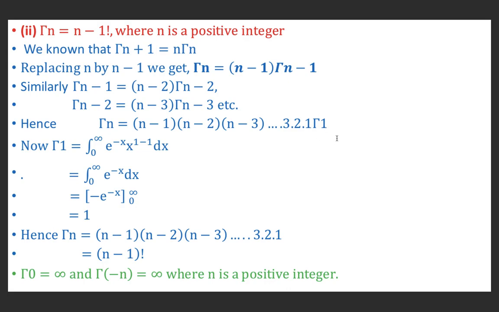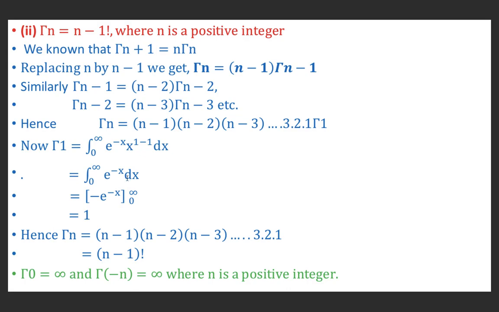Now, we will calculate the value of gamma 1. By definition of gamma function, gamma 1 is equal to integral from 0 to infinity e raised to power minus x, x raised to power 1 minus 1, dx. In place of n, we have 1 here, so here also I have written 1. X raised to power 1 minus 1 means x raised to power 0, and x raised to power 0 is 1. So, we are left with e raised to power minus x only.